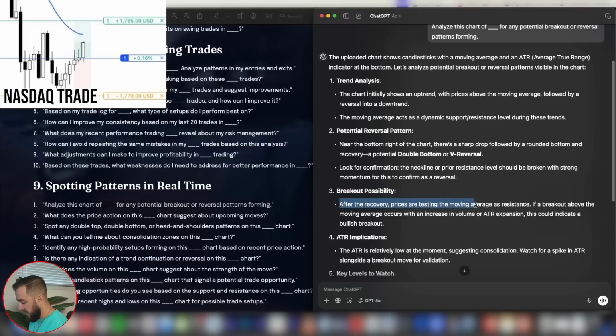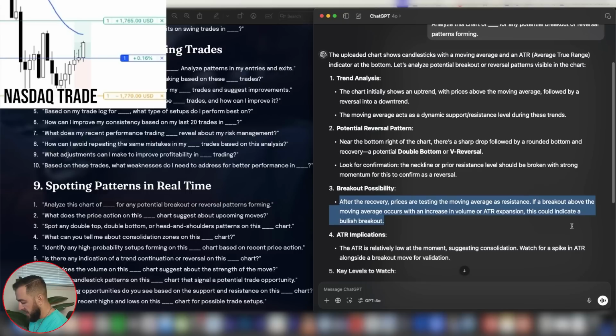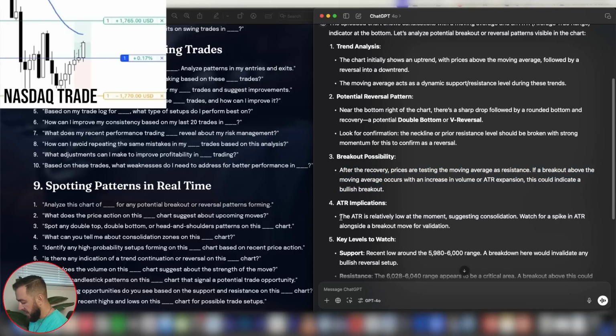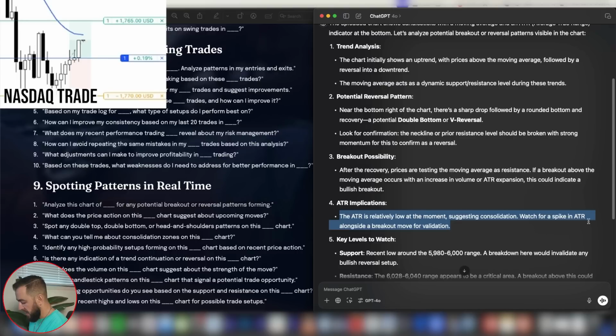After the recovery, prices are testing the moving average as resistance. Yes. If a breakout above the moving average occurs with an increase in volume or ATR expansion, this could indicate a bullish breakout. Okay, cool. ATR implications. The ATR is relatively low at the moment, suggesting consolidation, otherwise known as a trading range. Watch for a spike in ATR alongside a breakout move for validation. So I like that. It's giving us multiple confirmation signals to look for, which is good.